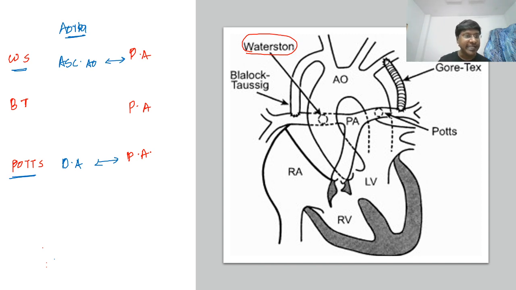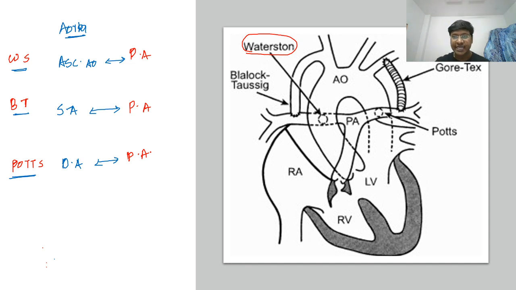Now, you take this BT shunt, Blalock-Taussig shunt. A little difficult. The name itself is very difficult to pronounce, and the connection is also difficult. This particular connection is not with the aorta. The connection is with the subclavian artery and pulmonary artery. Subclavian artery and pulmonary artery.